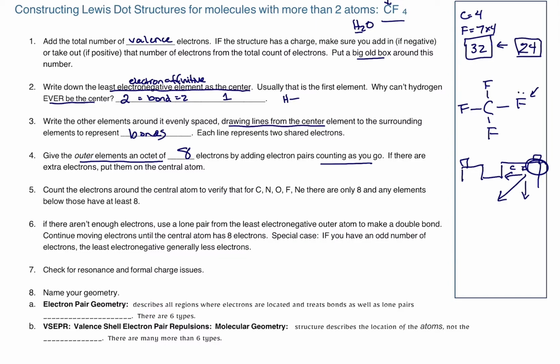So we're going to put electrons around the outside. We put them in pairs. Remember, hydrogen only has 2. They're already tied up in the bond, so hydrogen wouldn't have these extra dots, but everything else should.